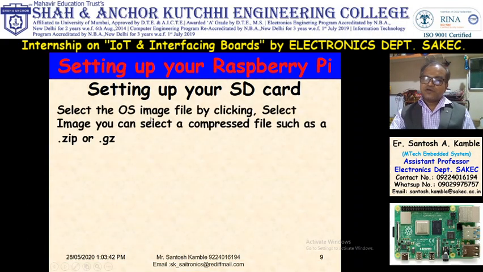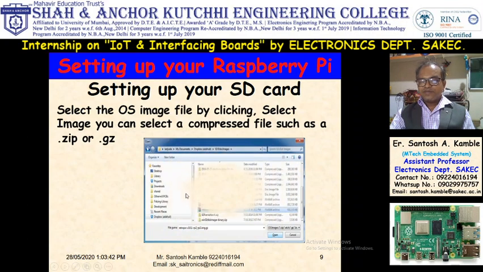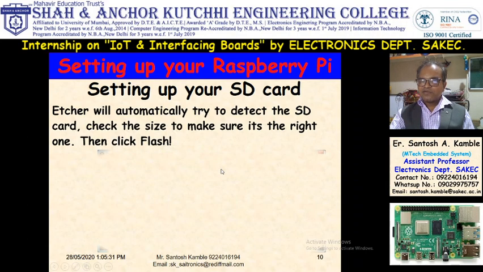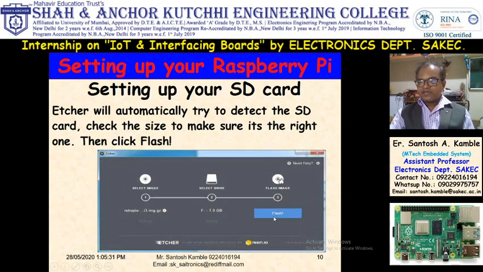Select the OS image, which we have already downloaded. It may be a zip file, .zip or .gz, so you can take any file. After selecting the proper SD card, you have to click on flash. So first select image, then select drive, then select flash. When you click on flash, it will start first formatting, then copying the files, and then installation.